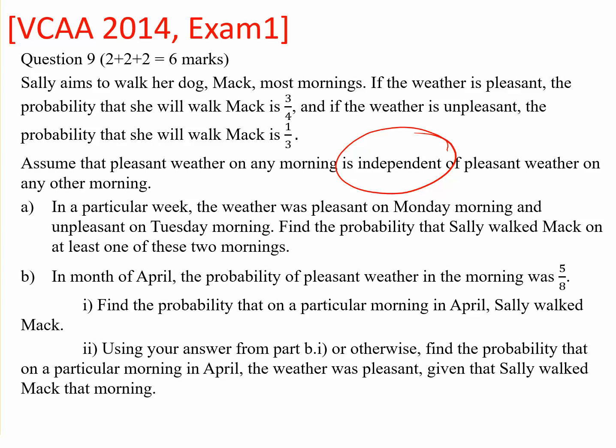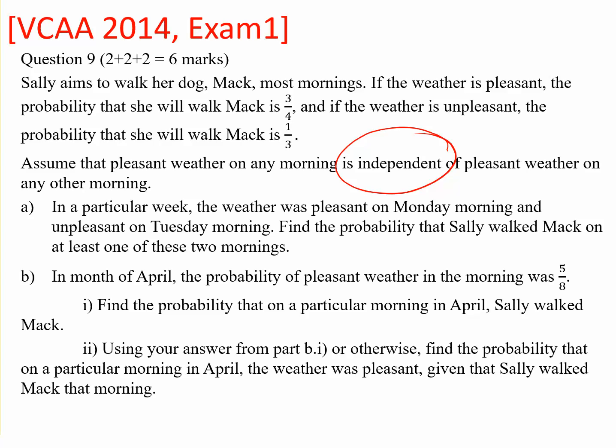1/3. So what's the chance of you not walking Matt on an unpleasant day? 2/3. So now you've got a tree diagram. You've got pleasant, unpleasant. Walk Matt. What was it again? 3/4, 1/4. On an unpleasant day, walking Matt, 1/3, not walking Matt, 2/3. Yeah? That's the first part of the question.